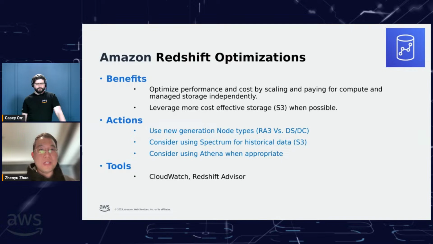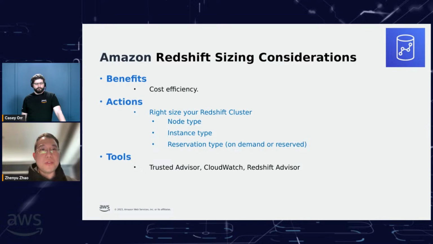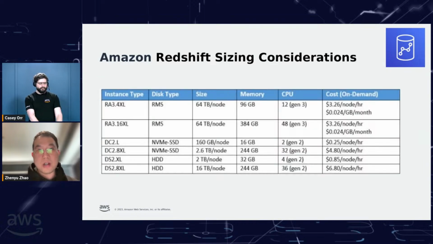Also consider using Athena, which can be used to limit the access of full scans of the RDS environment. And also the right sizing considerations: the node type, the instance, the reserve type is very important because Redshift currently is not eligible for Savings Plans. So finding the right node, the right instances, and reserving them for a long term is quite crucial for your data warehouse cost savings.